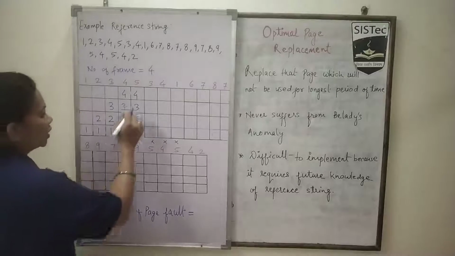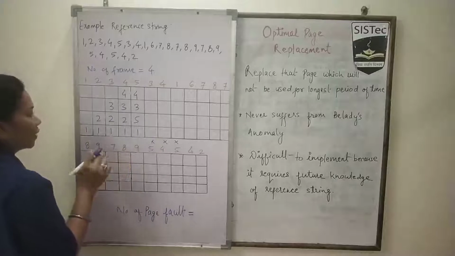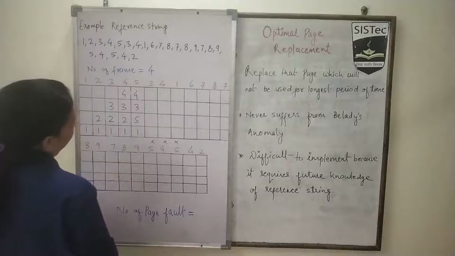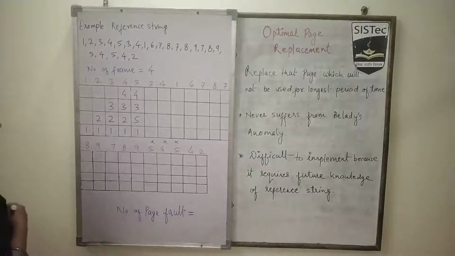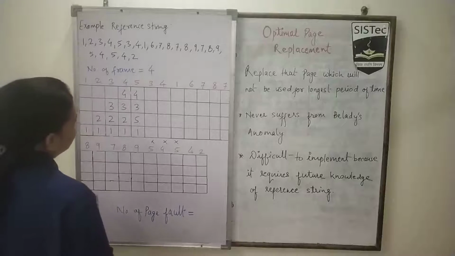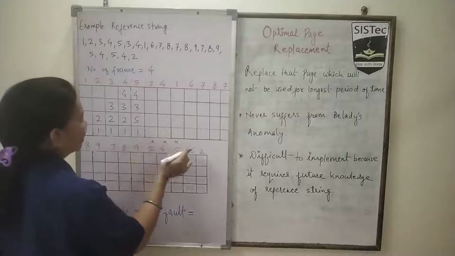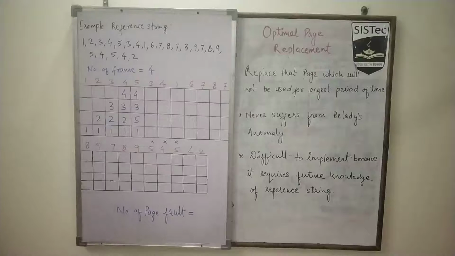6 is not in the frame, and we have to allocate this page into the frame, but the frame is already filled, so we need to replace or empty some frame. So which page is going to be replaced? We have to check from these 4 pages which particular page is not going to be used for a long period of time.